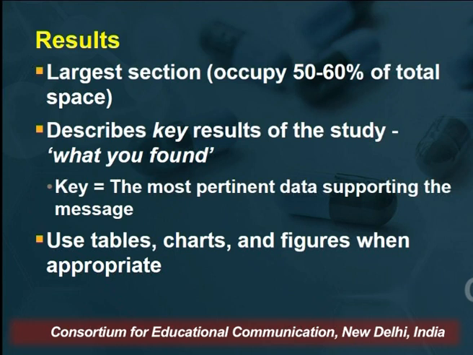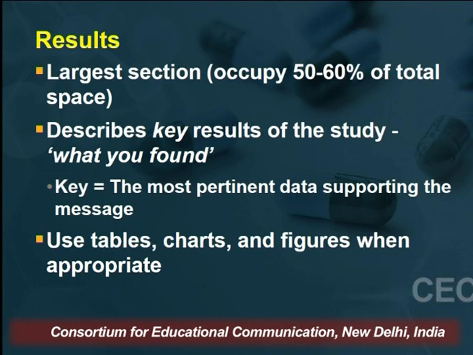Now comes the results section, which is the largest section, occupying about 50 to 60% of the total space of the poster that has been allocated to you. So describe the key results of the study, what you found. Key means the most pertinent data supporting the message or overall conclusion of your study, or what you want to tell your audience in the most significant manner. So you would include only those key results.